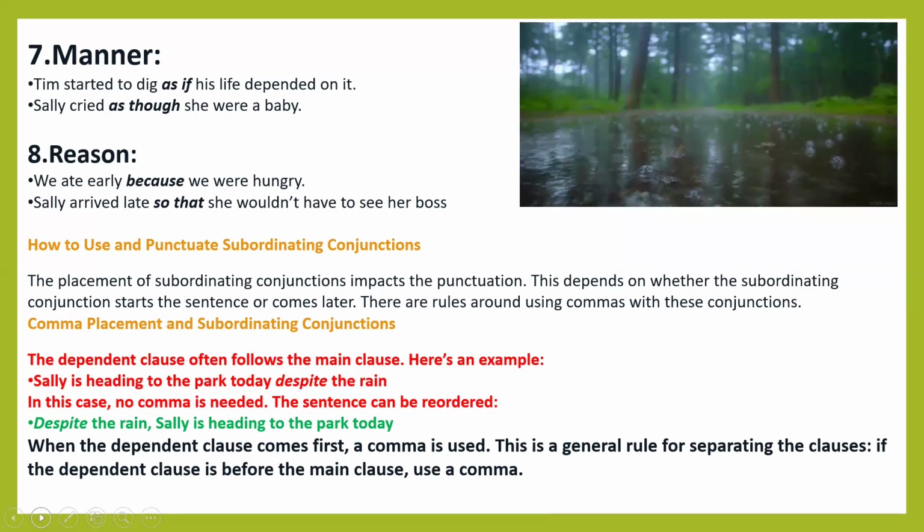We can rearrange this sentence like this: Despite the rain, Sally is heading to the park today. So after despite the rain, we have to use a comma, then the main clause, Sally is heading to the park today. When the dependent clause comes first, a comma is used. This is a general rule for separating the clauses: if the dependent clause is before the main clause, use a comma.